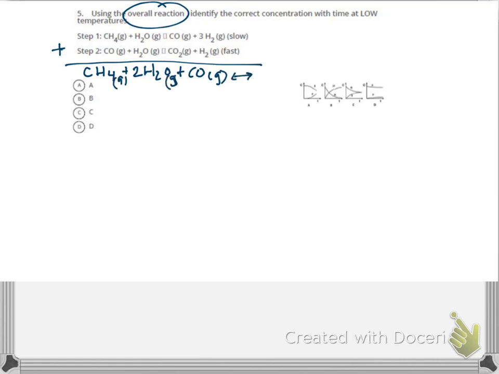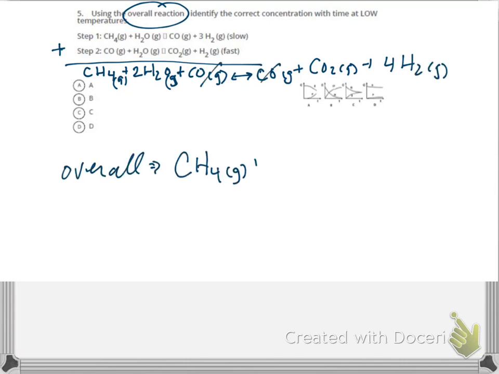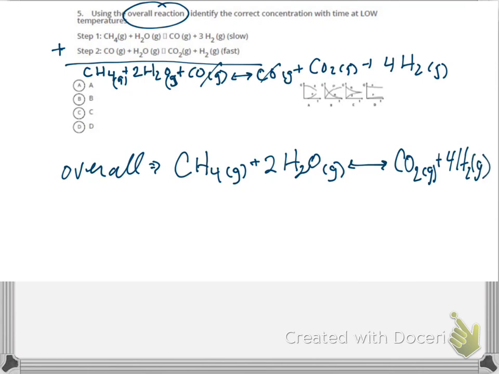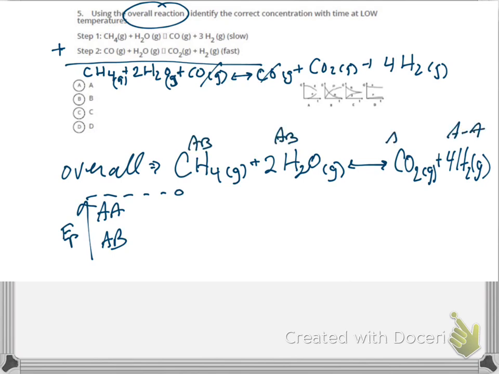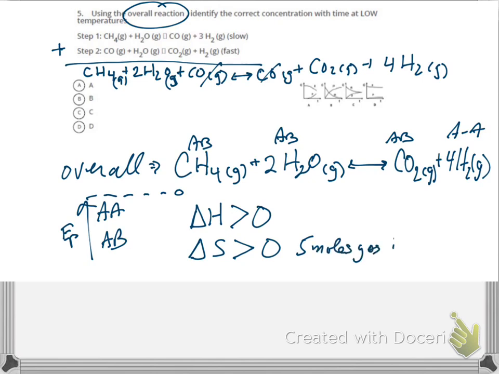We need the overall reaction here because we need the overall delta H and the overall delta S to quantify what happens at low temperatures. So we write out the entire chemical reaction, and we see that the overall reaction is CH4 gas and two water gas molecules reacting to make CO2 plus 4H2 gas. Again, we have AA bonds in the products, so we would have an endothermic reaction, and we have 5 particles being made versus 3 in the gas phase. So we would expect delta H to be greater than 0 and delta S greater than 0.